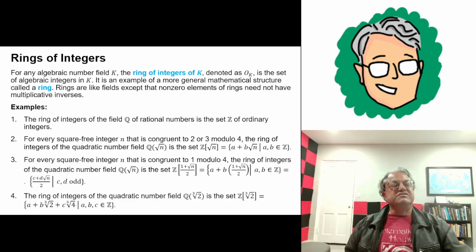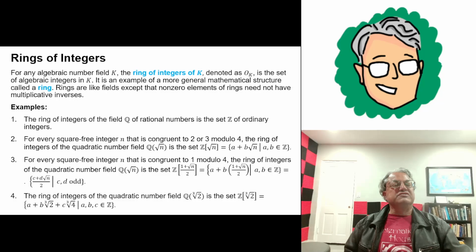And I'm just going to list some examples here, kind of like the previous examples I went over. The ring of integers of the rational numbers, which we denote Q, the field of rational numbers, is the ring Z of ordinary integers. So Q is a field and Z is a ring. This is the trivial example of a ring of integers. Every other ring of integers contains the ordinary integers, but it usually contains a lot more stuff too.